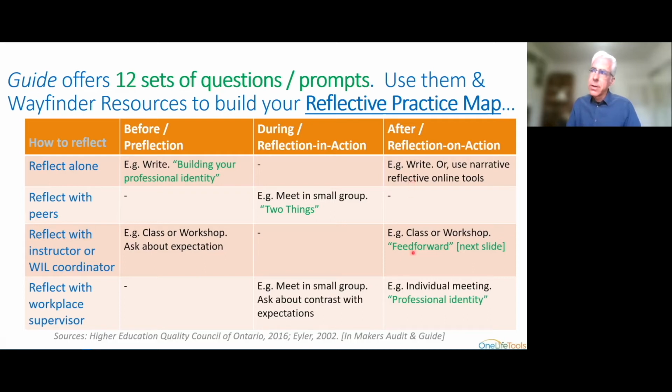They could do a workshop with the co-op coordinator using the feed forward resource, which is included in the guide. And it's on the next slide. I'm going to show it to you in a second. And then they could do something with the workplace supervisor at the end of the experience, for instance, the professional identity series of questions. So if you connect the dots from what you see on this slide to the guide, you're going to find all of these elements and a blank of one of these reflective practice maps so that you can put that together for your experiential learning or work integrated learning program.